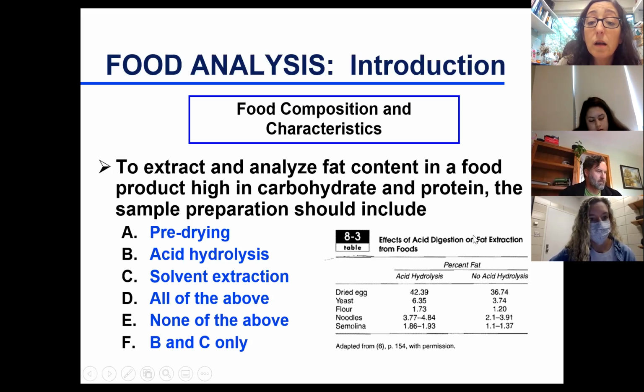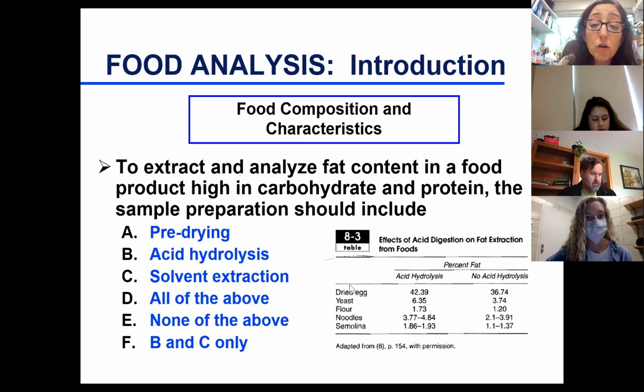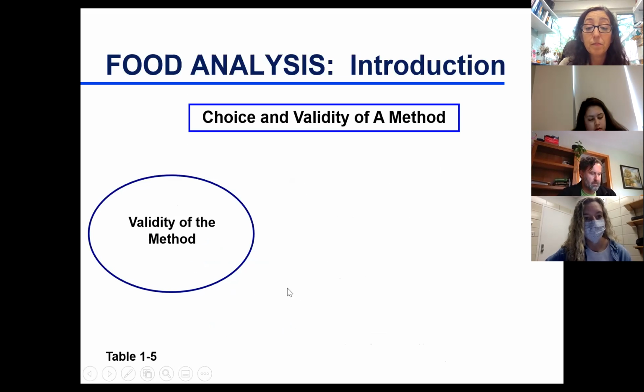So here is a table that shows you that with acid hydrolysis, your percent fat is higher than without acid hydrolysis for different types of food. And the higher the fat content, the bigger the difference that you would see between acid hydrolysis and no acid hydrolysis.